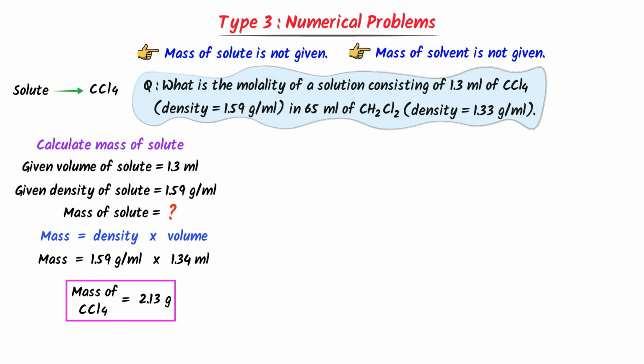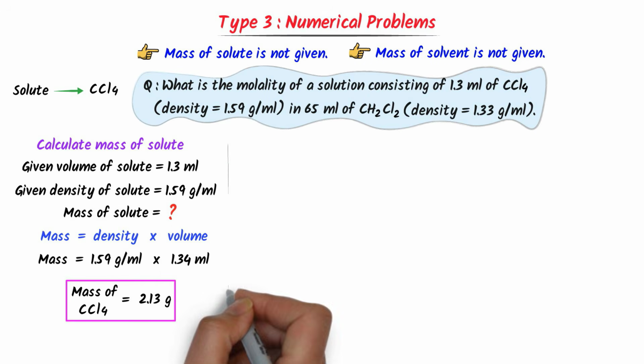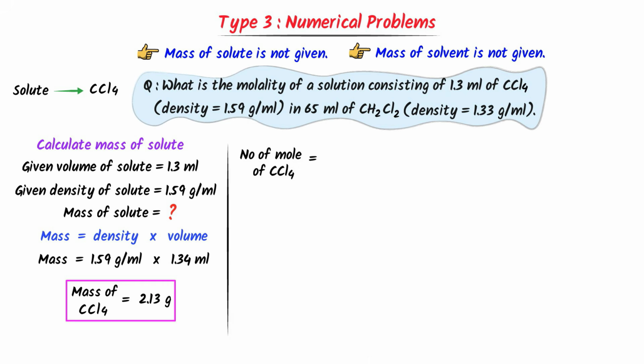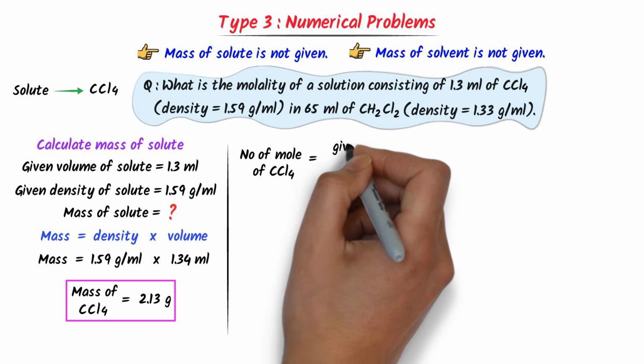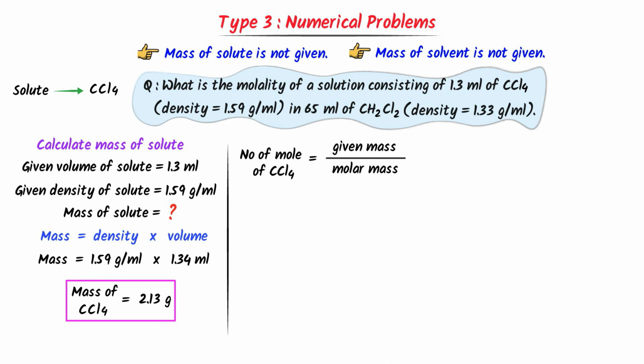Now I will convert this mass into moles. I write number of moles of carbon tetrachloride is equal to given mass upon molar mass. The given mass is 2.13 gram and the molar mass of carbon tetrachloride is 154 gram per mole. After calculation, I get 0.0138 mole. Thus, 0.0138 mole of carbon tetrachloride is present in this solution.